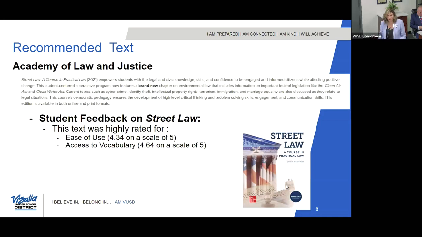There are 2 books that are coming forward, the first being Street Law. Our students did give us feedback on this, as you can see. They rated it on the ease of use, which was a 4.3 out of a scale of 5, as well as access to vocabulary of a 4.6 on a scale of 5.